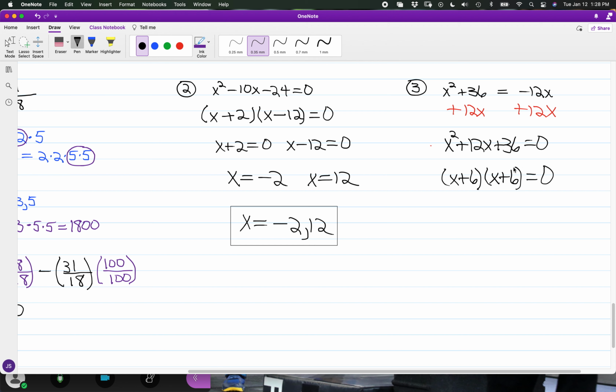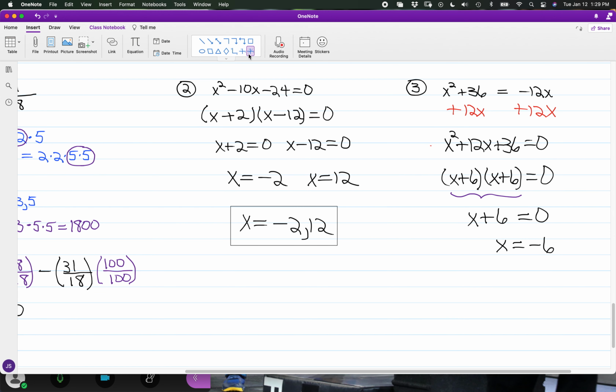And so from this, okay, there's going to be only one solution for x. And this will stem just from x plus 6. So for x plus 6 is equal to 0, we had that x is equal to negative 6. And again, the square of negative 6 is 36. 36 plus 36 is 72. And negative 12 times negative 6 is also positive 72.